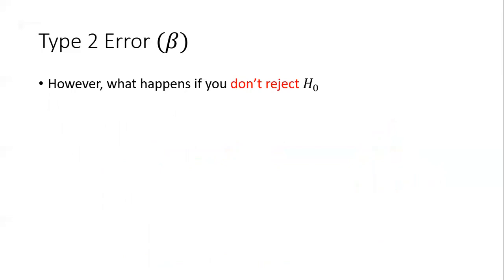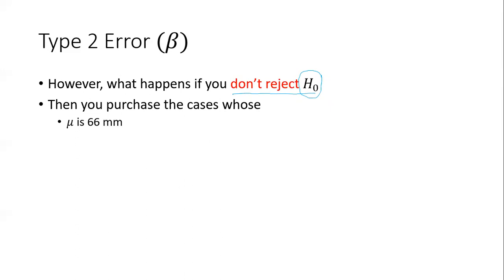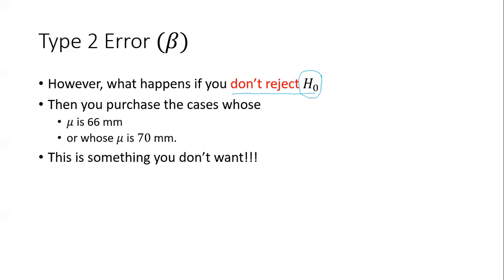Is there any problem with this? Well, what happens if you don't reject H0? If you reject H0 and decide not to buy the cases, then there is no problem. But if you don't reject H0 and decide to buy the items, there must be some problem. Then you will probably purchase cases whose mean is 66 or 70 millimeters, which is something you don't want.